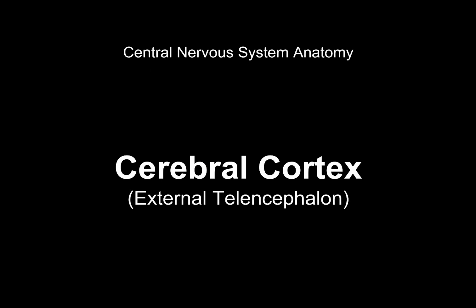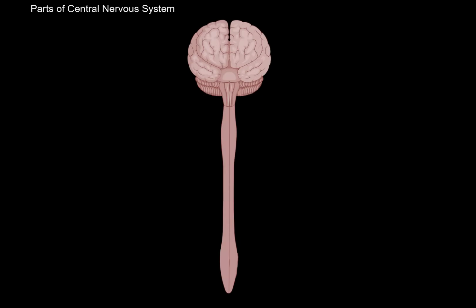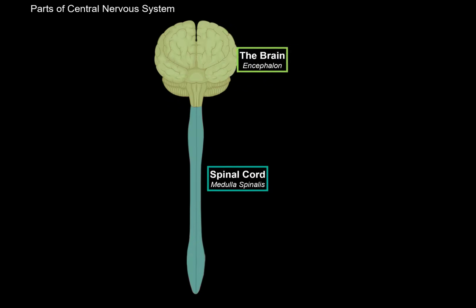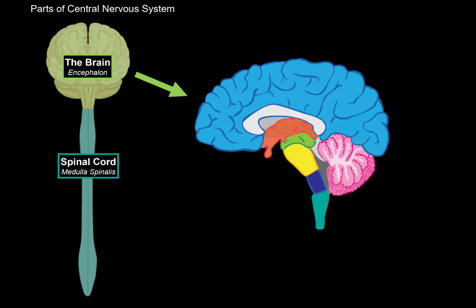In this segment, we will cover the anatomy of the cerebral cortex, which is what we call the external telencephalon. So, the central nervous system consists of two parts, the encephalon and the spinal cord. The encephalon is then further divided into specific parts.